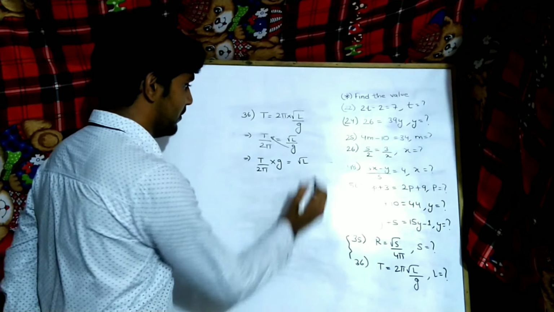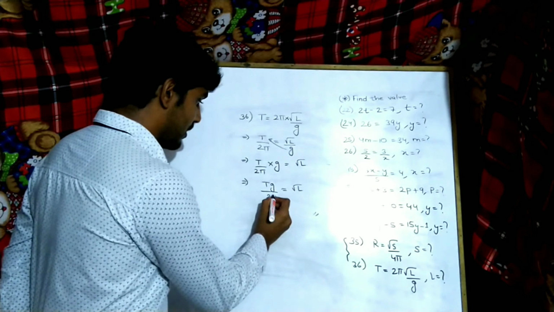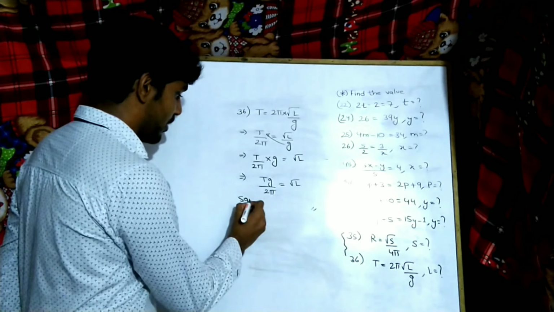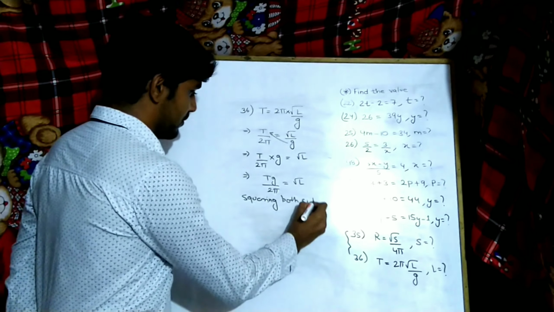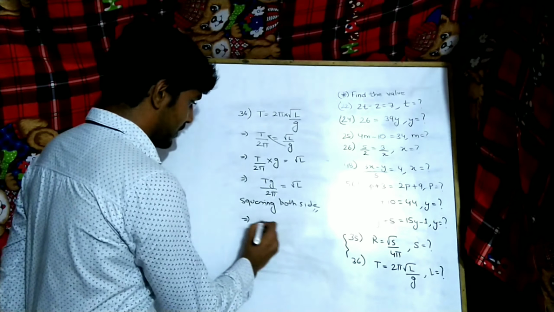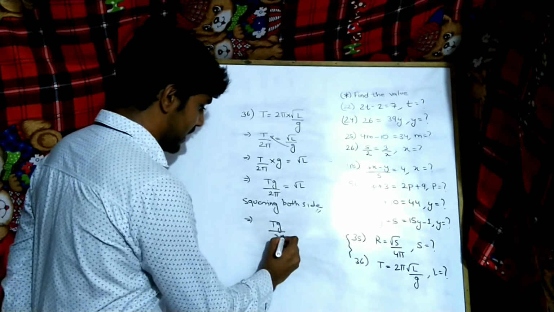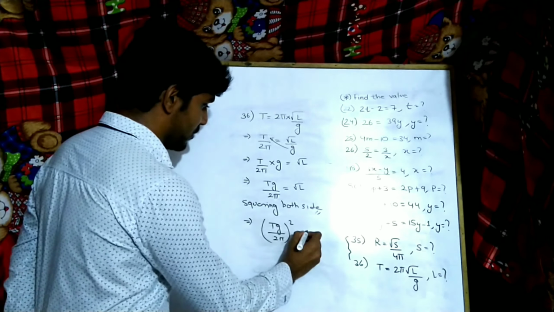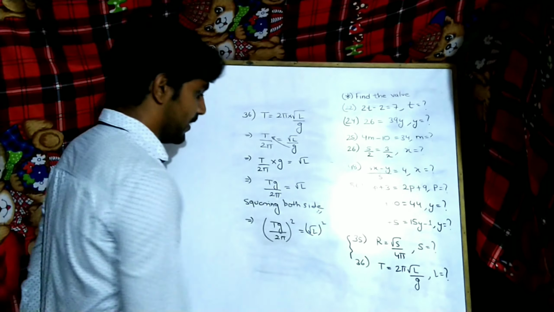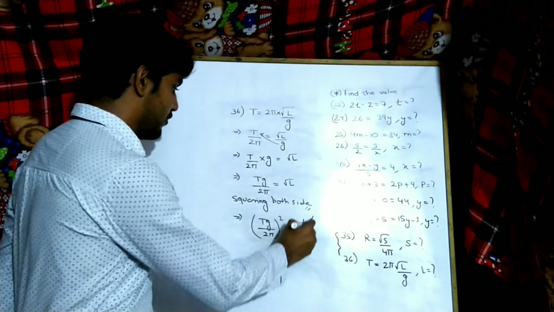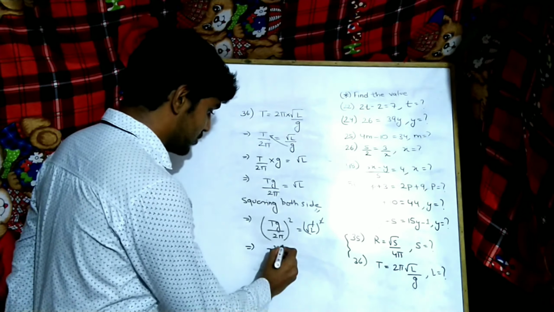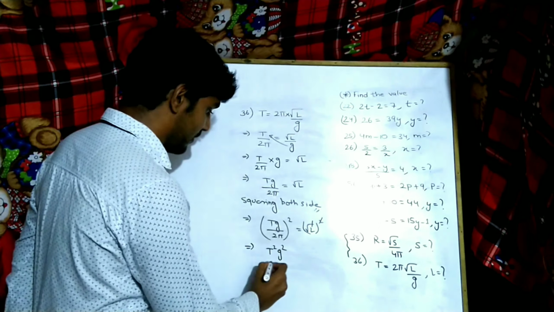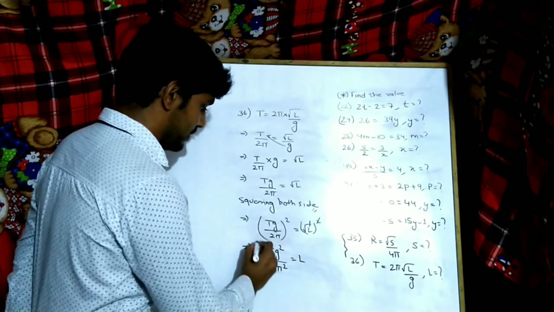Okay. So now again squaring both sides. Tg by 2 pi whole square is equal to root L whole square. Okay. Now this square and root will be cancelled. Okay. So T square G square by 2 square 4, pi square will become pi square is equal to L. Clear?